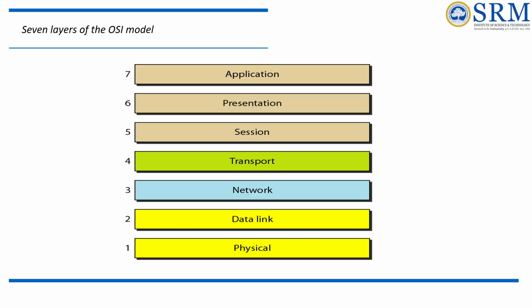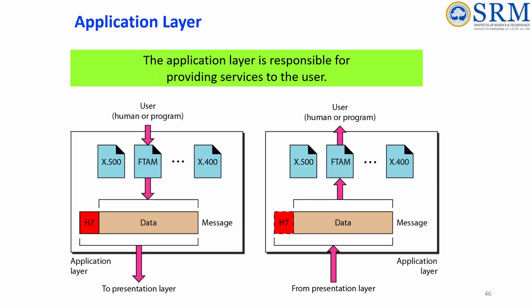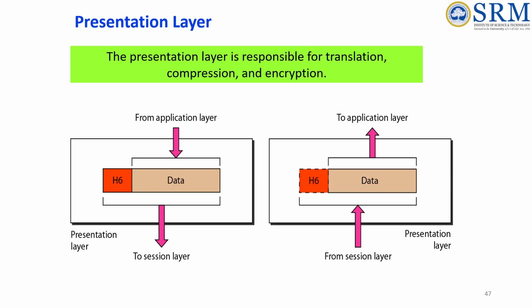The OSI model contains 7 layers from top to bottom: application, presentation, session, transport, network, data link, and physical. Let's start at the top. The application layer is responsible for providing services to the user. It is the layer closest to the applications that users interact with.